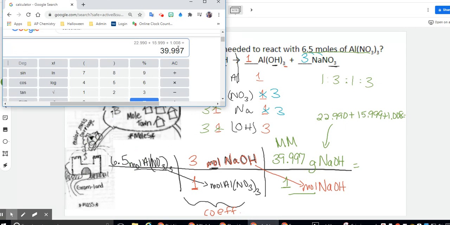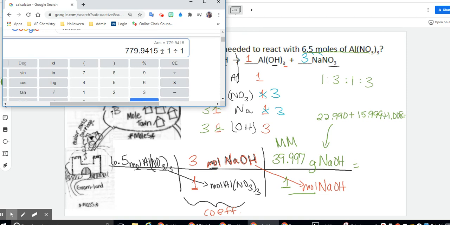So we're going to say 6.5 times 3, so now I'm right here, times 39.997, so now I'm right here. I'm going to go ahead and push enter. So I've handled the whole top row. Then I'm going to divide by 1, divide by 1. So I want you to note that I am pushing divide over and over.